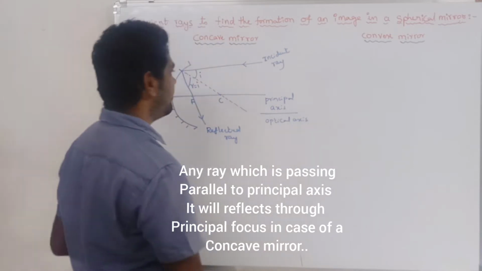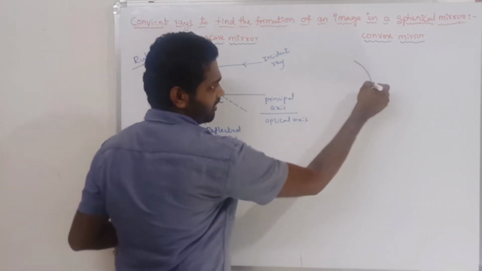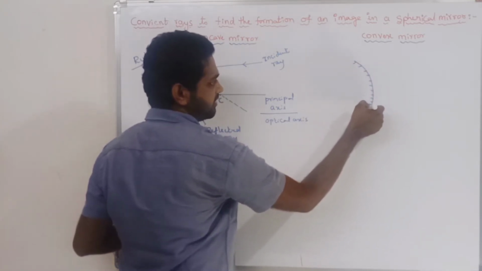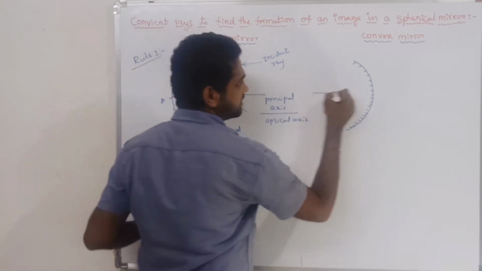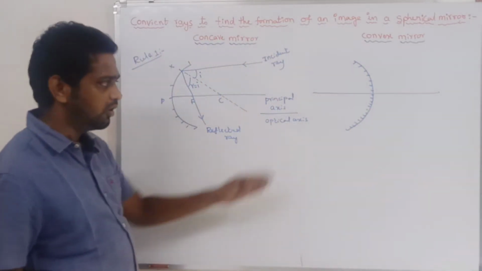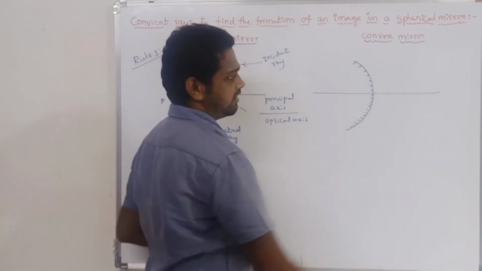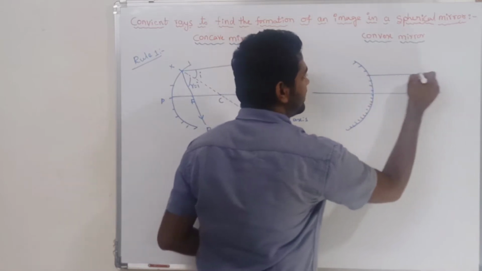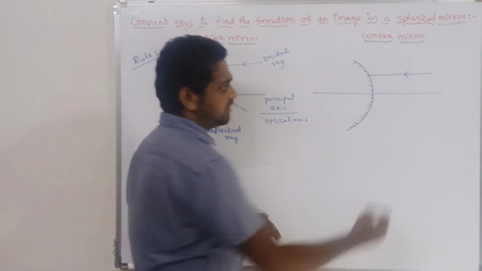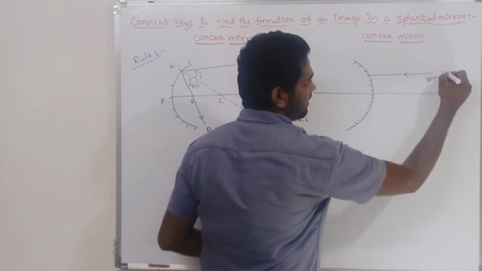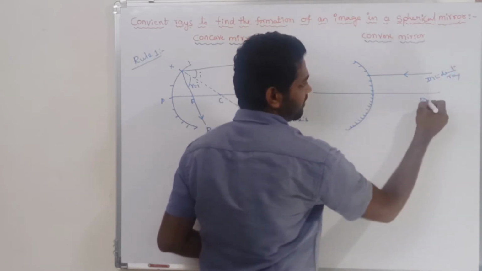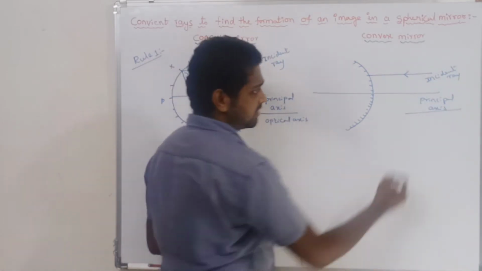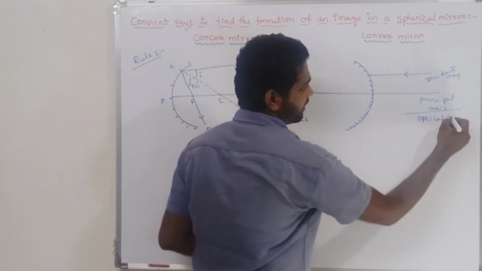Coming to the convex surface, here also I am taking a ray which will be passing parallel to the principal axis. As we know, a convex mirror consists of a bulged surface, outwards. So this is the bulged reflecting surface, and this will act like the convex surface. Now I have taken the incident ray, which is passing parallel to the principal axis. And we know that the principal axis is also called the optical axis.